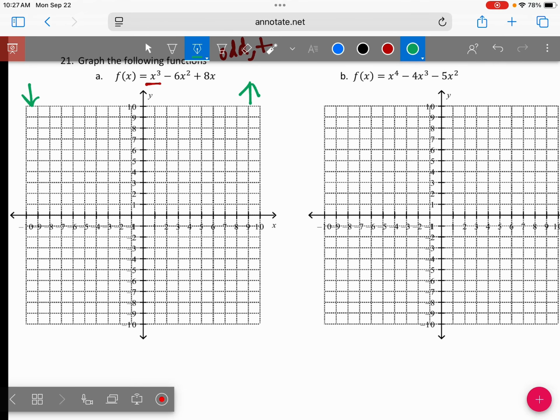So, steps to graph. First thing you want to do is take out your GCF, which is x. I'm going to divide all these terms by x.